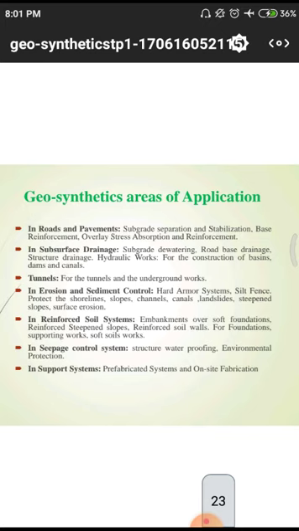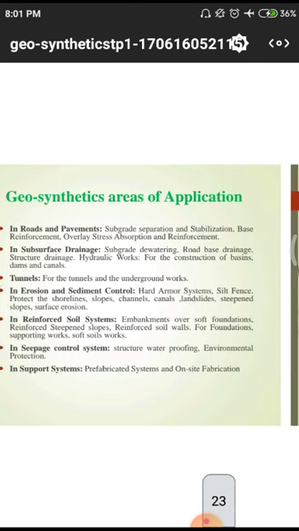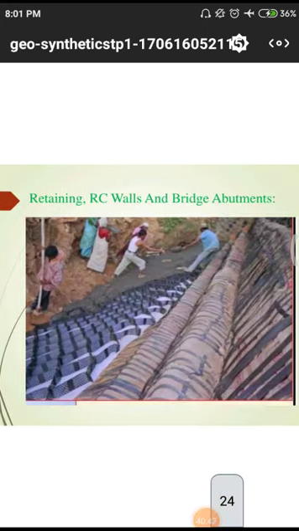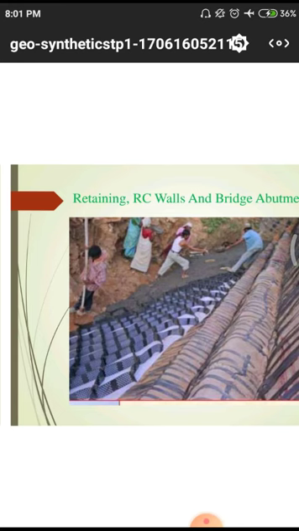In seepage control systems, structural waterproofing and environmental protection take place by controlling the seepage. In support systems, the prefabricated systems are simply utilized in on-site functions. These are examples of how we are protecting the slope by using these geogrids.